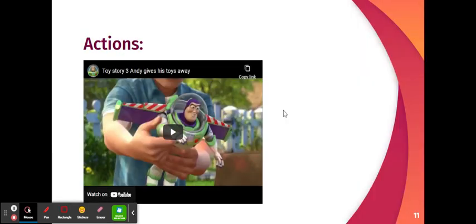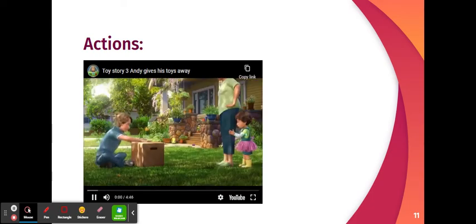If you think about actions, a great scene is from the end of Toy Story 3, where Andy gives away his toys. And you think about what that says, right? The action of giving away the toys, and how he gave them away and to whom he gave them, and then all the things that go on around that. That's a really moving scene, and we get to really see how he makes a difference in her life.